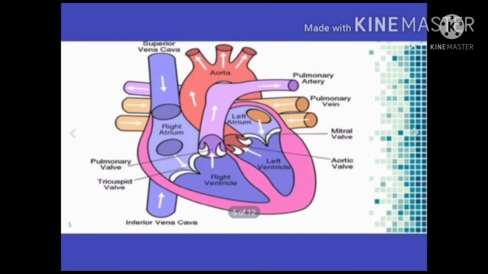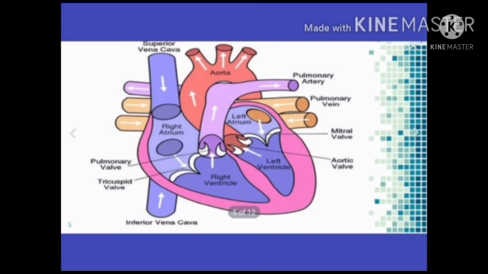There are valves between left atrium and left ventricle and between right atrium and right ventricle. These valves provide one-way passage and prevent the return of blood. That means these two valves permit the flow of blood from atrium to ventricle and not in the reverse order.